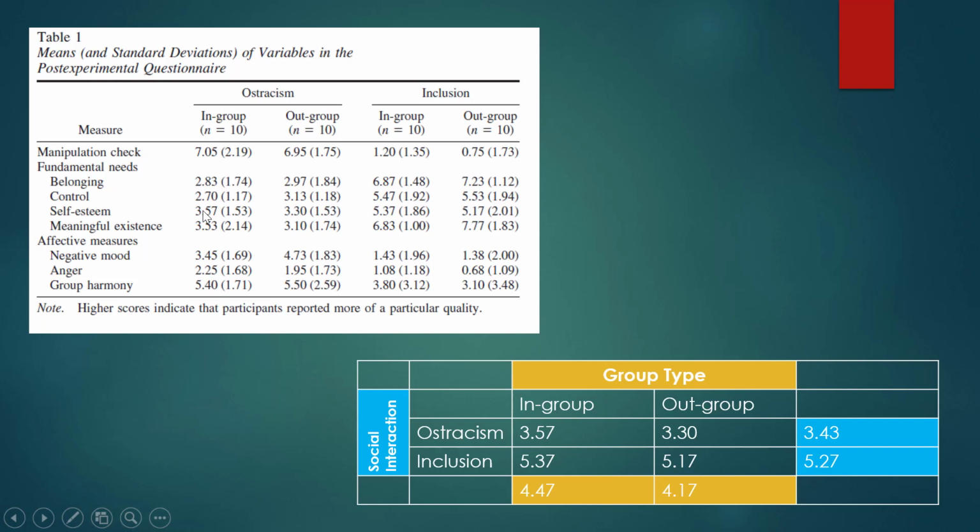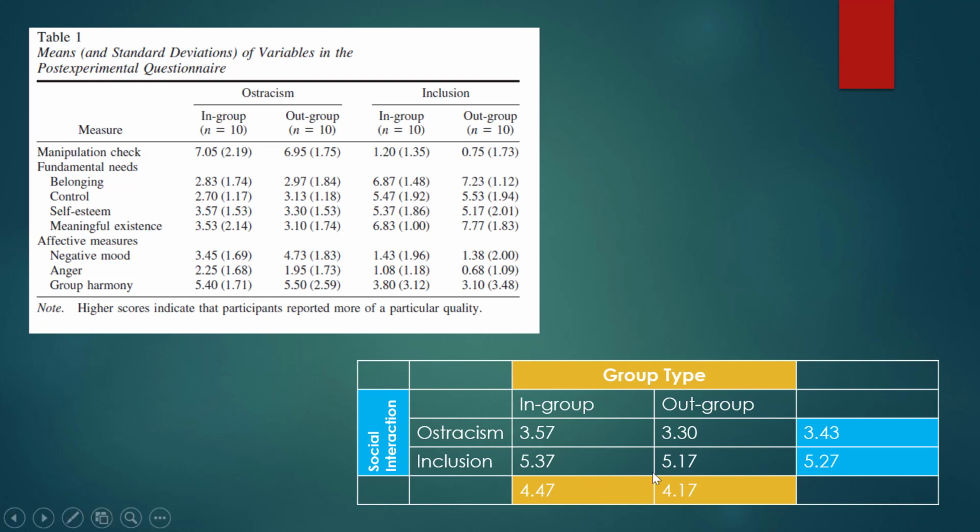So for the in-group that was ostracized, I put that mean here. For the out-group that was ostracized, I put that mean here. For the in-group that was included, that mean went here. And for the out-group that was included, that mean went here. And then I have the total means.